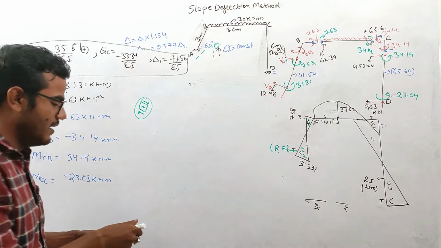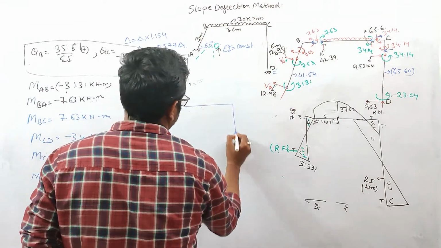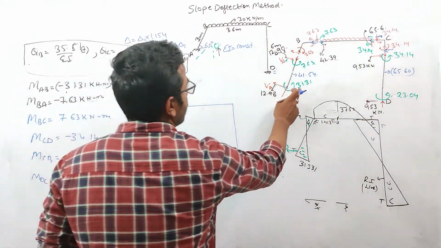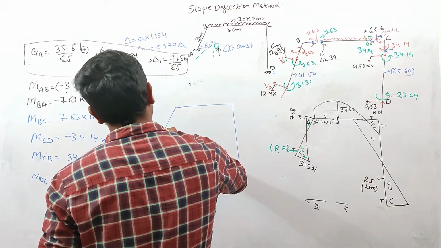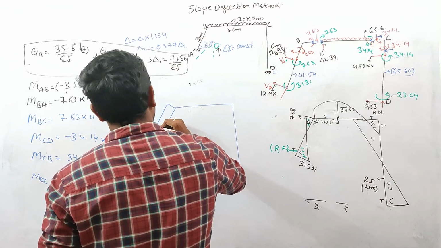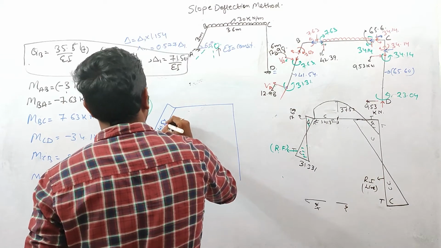But before the deflection diagram, let us draw the compression axial force diagram also. For this member the axial force is 41.54 and it is compression. So if we are considering compression as positive, it will look like this. 41.54, this is positive compression.